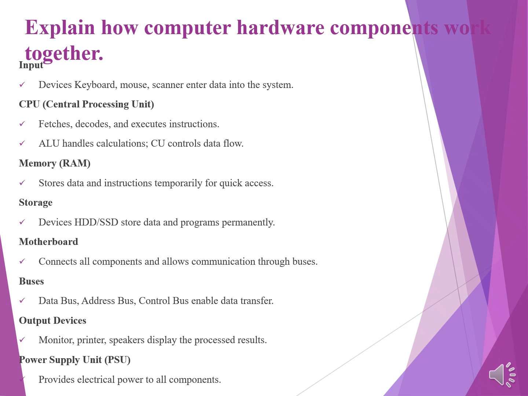How hardware components work together. All computer components work together as a system. Input devices enter data into the computer. The CPU processes the data using instructions from memory. RAM stores data temporarily while storage devices store it permanently. Output devices display the result and the motherboard connects everything together.